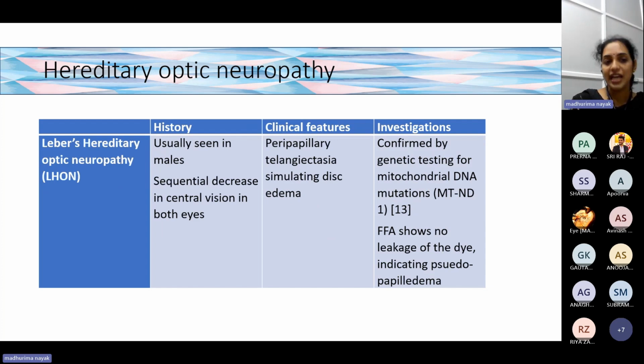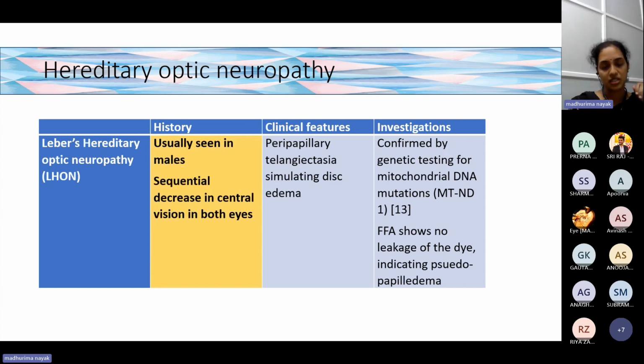I have included only LHON in here because the other types of hereditary optic neuropathies present with optic atrophy. Leber's also presents only with pseudo disc edema. It is not a true disc edema because they usually have peripapillary telangiectasias which look like it is edematous. It's usually seen in males, and sequential involvement is seen in both eyes. There is usually a centrocecal or a central scotoma that becomes total optic atrophy with time.